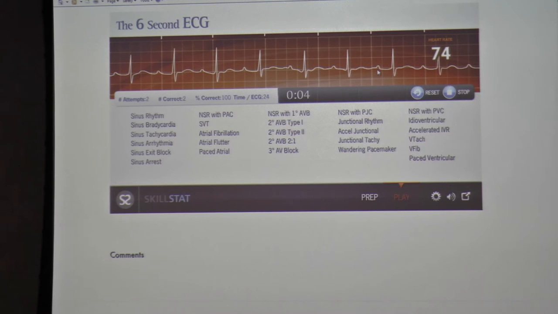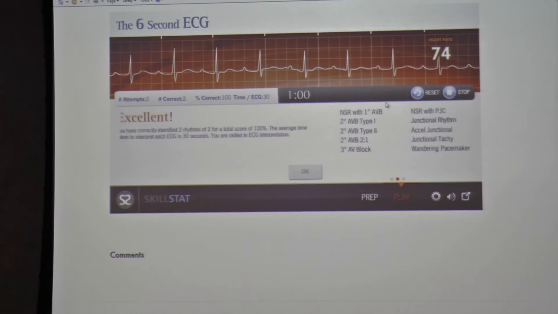Okay, so what do we have? We have an underlying P wave, QRS, narrow QRS. So it looks like it's sinus, but the PR intervals are fairly long. So this would have been a normal sinus rhythm with a first degree AV block.